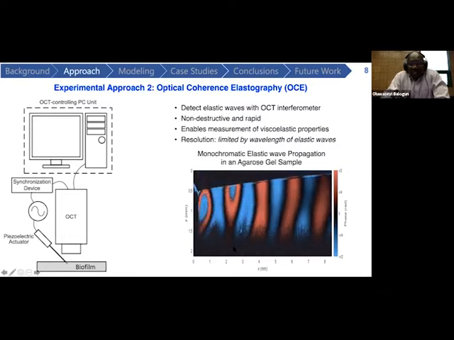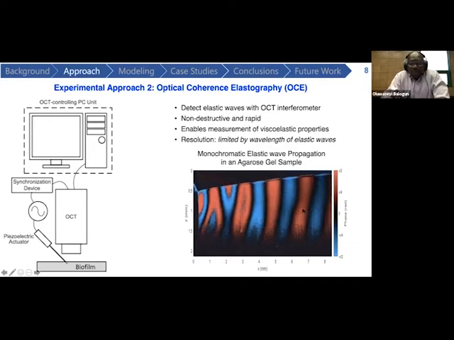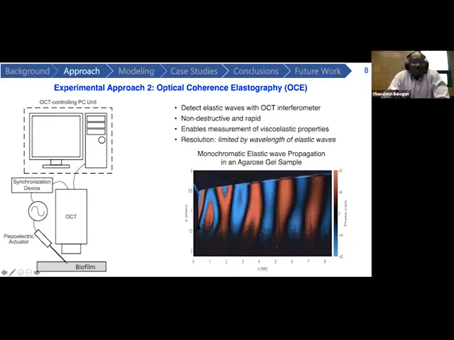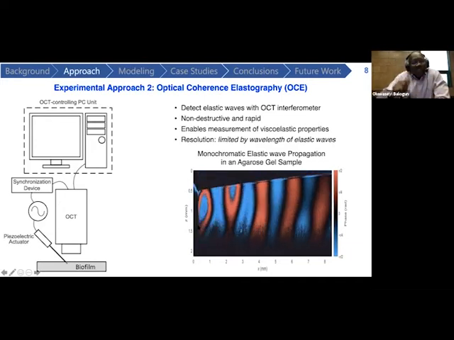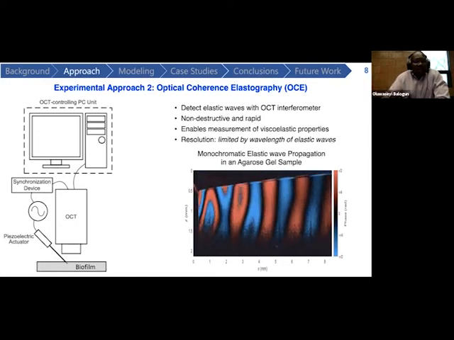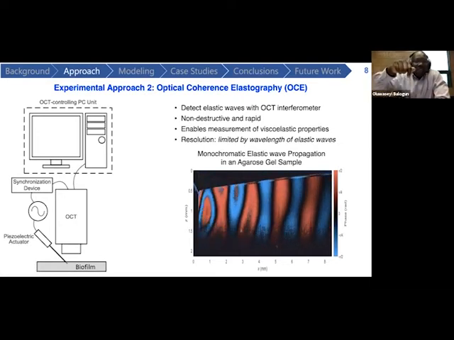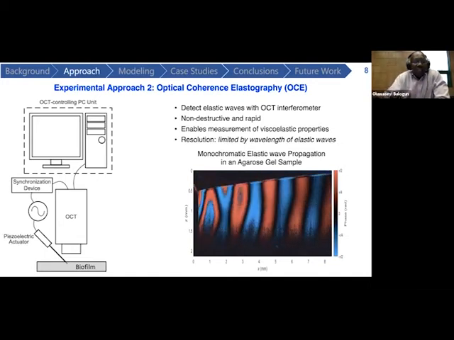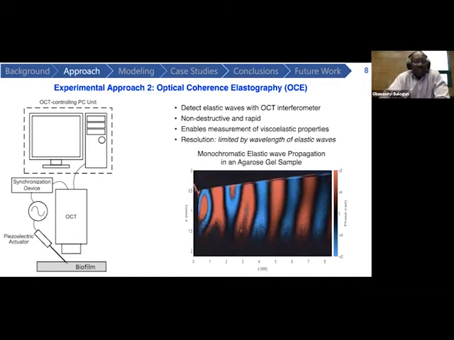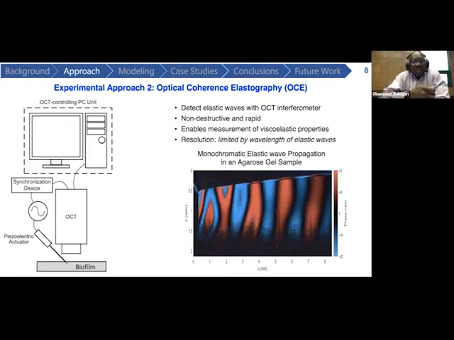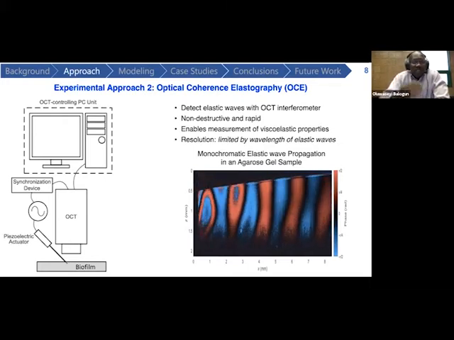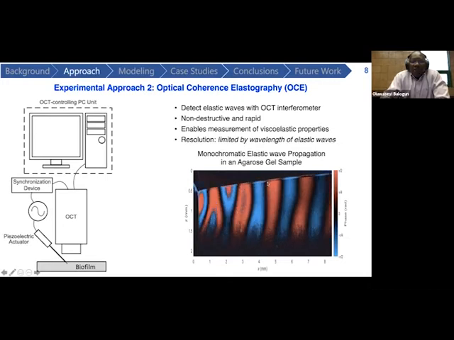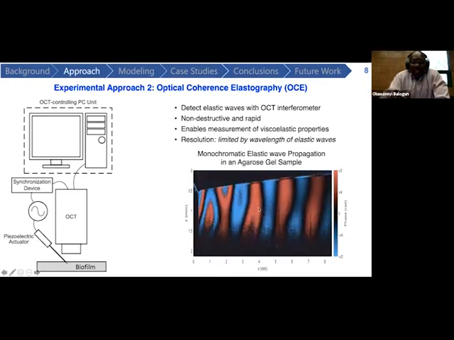So you see several stripes. The distance between the red stripes or the blue stripes represents the wavelength of the elastic wave. So by exciting at a certain frequency, you record the wavelength of the elastic wave. The product of the wavelength and the frequency gives you the speed at which that wave is traveling. That's essentially how we use the measured data to obtain the elastic wave speed.